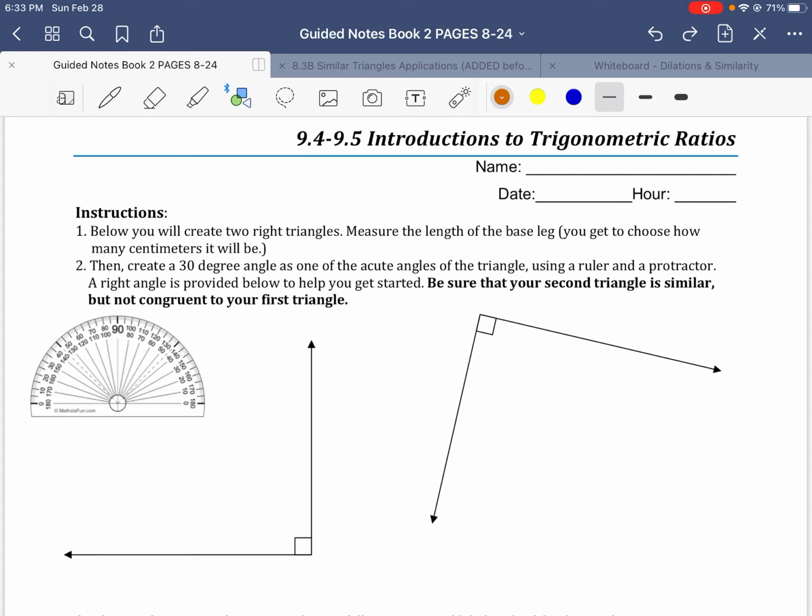So first of all, this says below you're going to create two right triangles. Now, one of our goals today is to look at trigonometric ratios as just ratios, right, on parts of a triangle. So triangles have three different sides. When we talk about a right triangle, they have that hypotenuse. They have two acute angles. So over here on the right, I'm going to label, here's one acute angle down there at the bottom. The other one is at the top, and then they have the right angle.